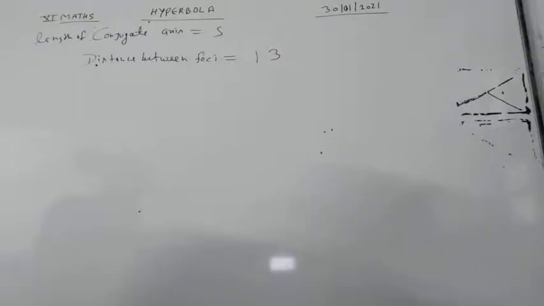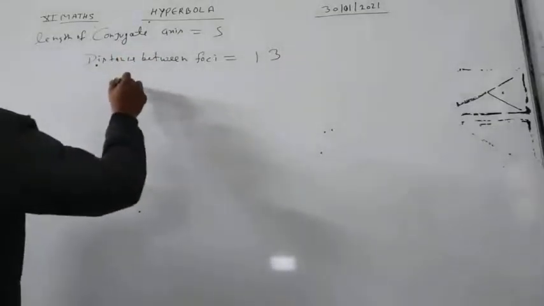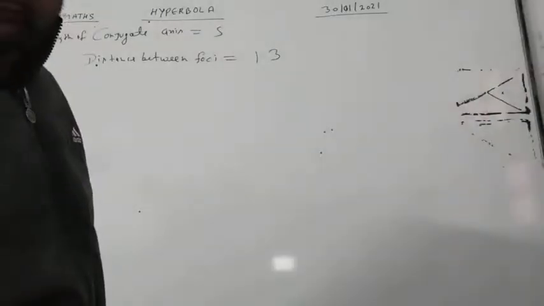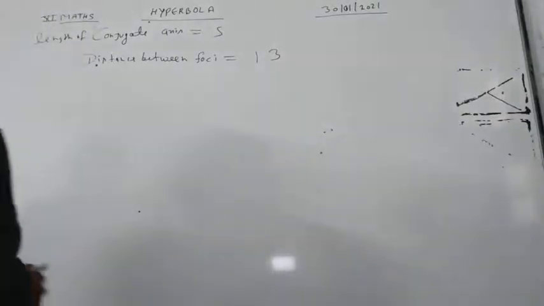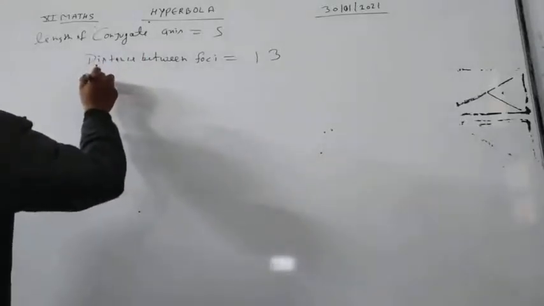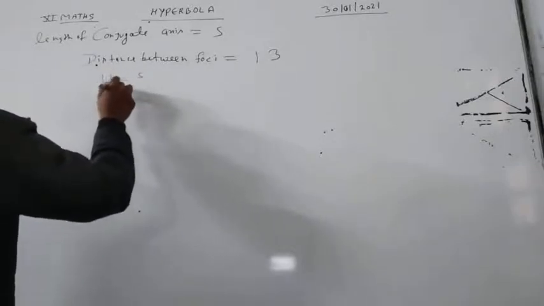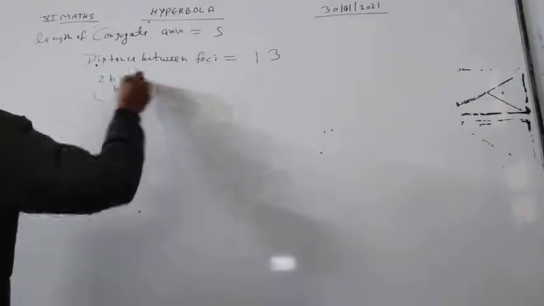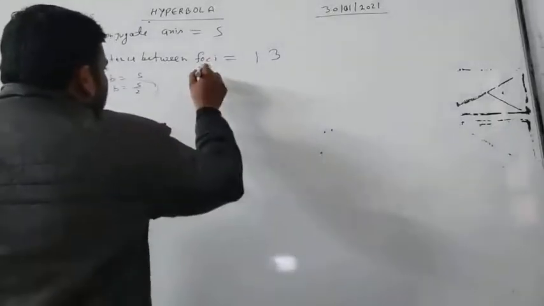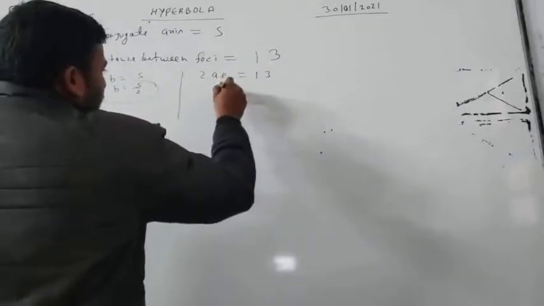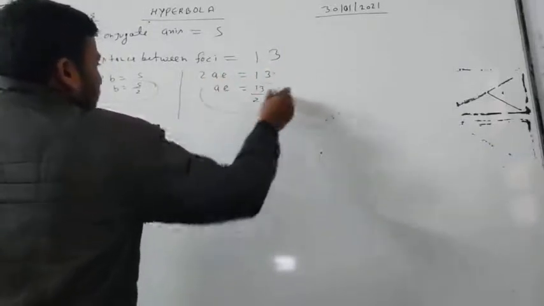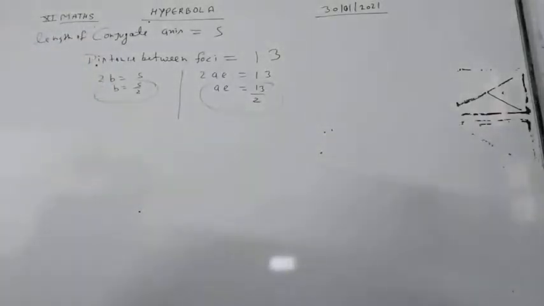What will we use, students? We know that length of conjugate axis is 2b. Okay students, so length of conjugate axis is 5 and distance between foci is 30. So the length of conjugate axis 2b is equal to 5, students. So b is equal to 5 by 2, and distance between foci, you know distance between foci is 2ae, which is 13. So ae is equal to 13 by 2. From here we can find out our 13 by 2, students.